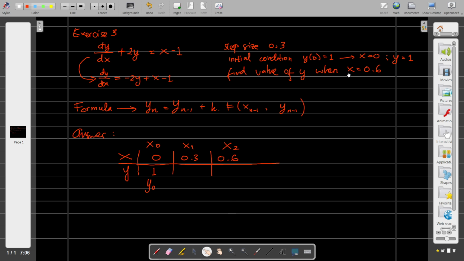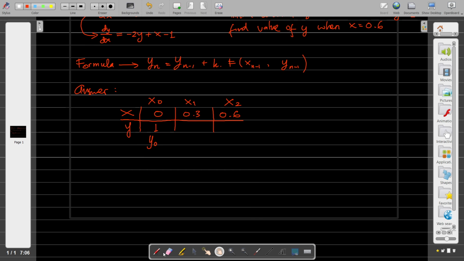Because we are looking for the value of y when x is 0.6, we stop here since we have got x equal to 0.6. We don't have to add until the next x. Now our job is to find the values of y1 and y2, and the value of y2 will be the answer of this problem.